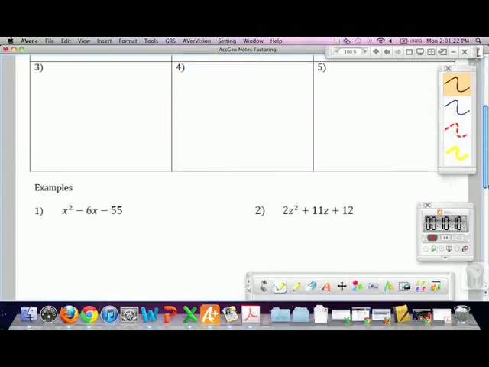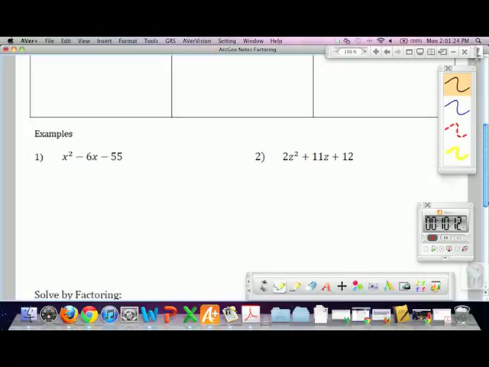My diamond problem, I'll start by taking the ends and multiplying them, the quadratic and the constant, and that goes in my multiply box. So in the first example here, we'll do negative 55 times x squared on top. The adding box is the linear term, the middle term here. So in this case, the adding spot in the diamond is negative 6x.